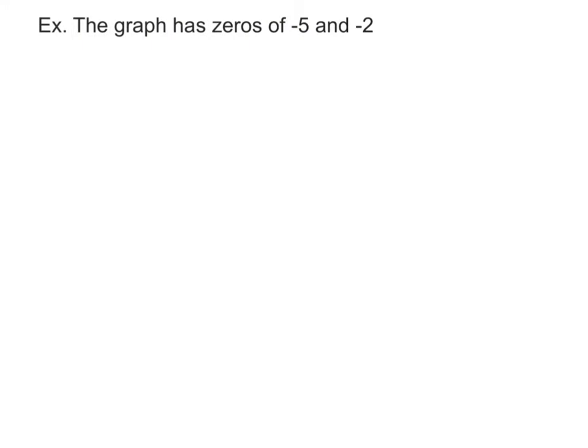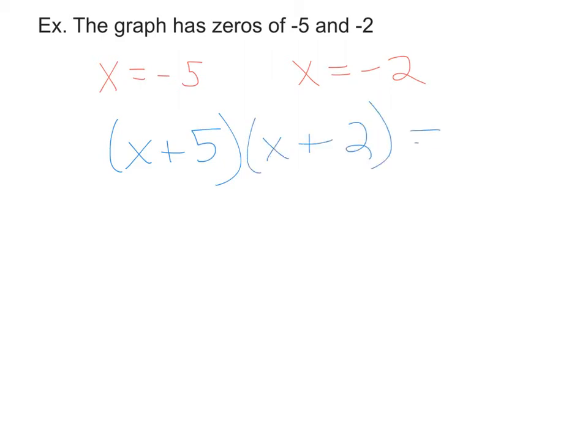So here's an example. The graph has zeros of -5 and -2. So that means we know x equals -5 and x equals -2. Knowing that we've gone the other way, we factored these, so we're going to put them in factored form. So that means this looks like (x + 5)(x + 2) = 0 when I'm writing it out in an equation.